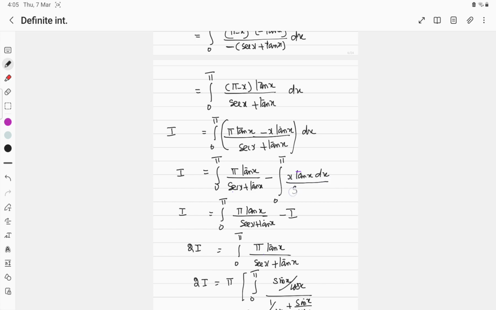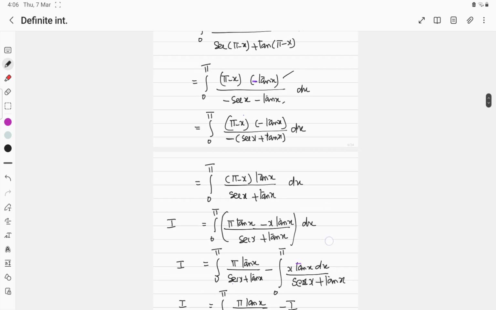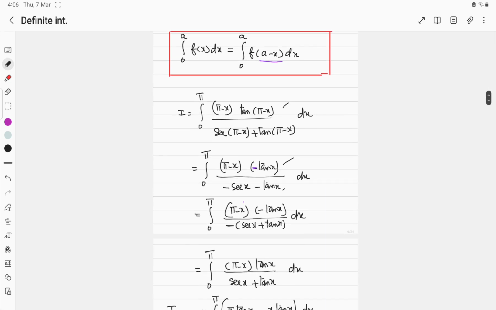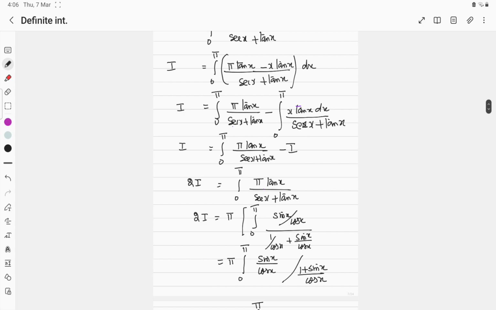Here this one is I. Therefore I is equal to integral 0 to pi of pi tan x by secant x plus tan x, minus I. Here I means the given integral. I is integral 0 to pi of x tan x by secant x plus tan x. Therefore 2I is equal to integral 0 to pi of pi tan x by secant x plus tan x.